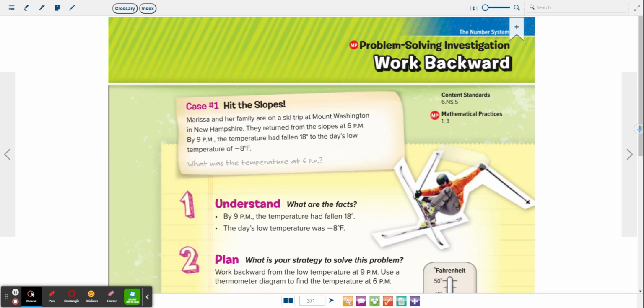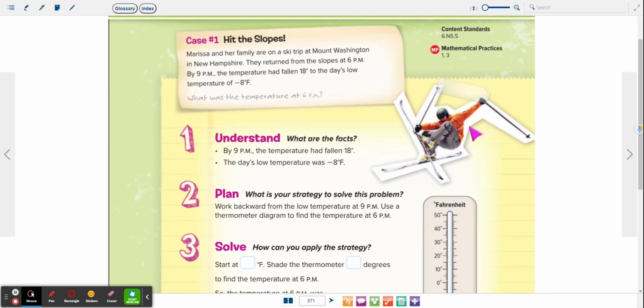Today we are doing a problem solving investigation, a PSI, as I call them. We are learning to work backwards. Sometimes you have to work backwards to understand the answer to a problem. Sometimes you can't just start right at the first. You have to work backwards on it. So start with what you know and go to the answer.